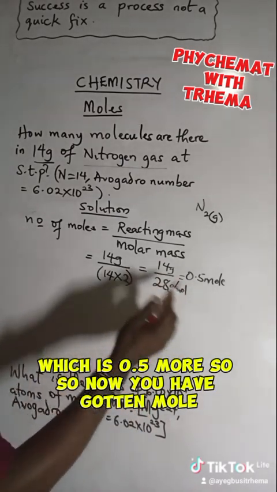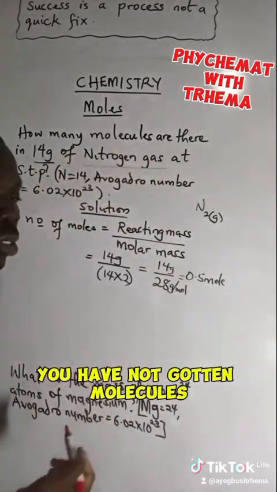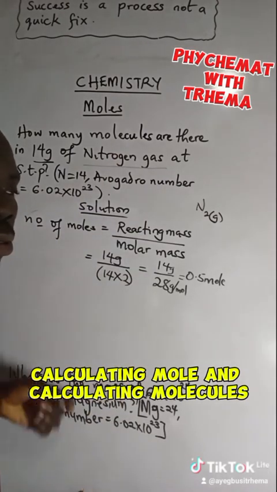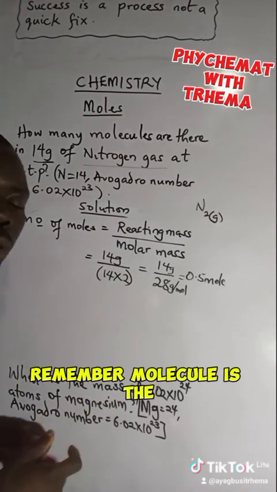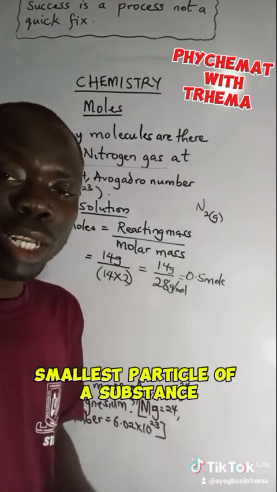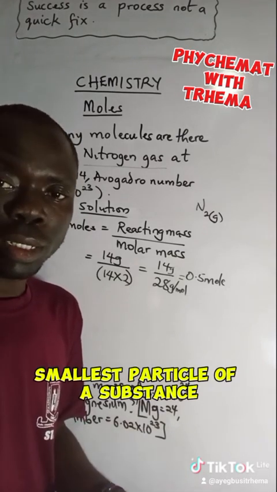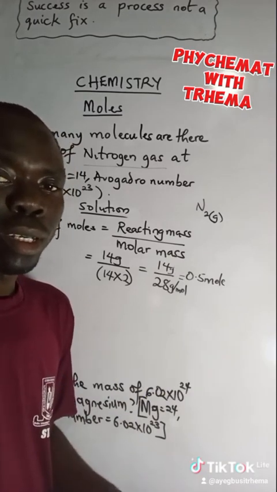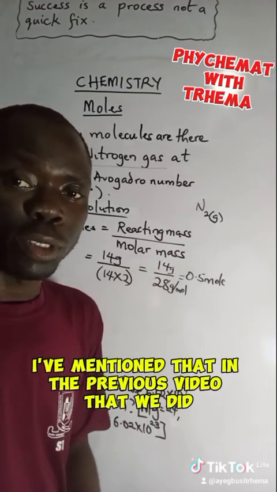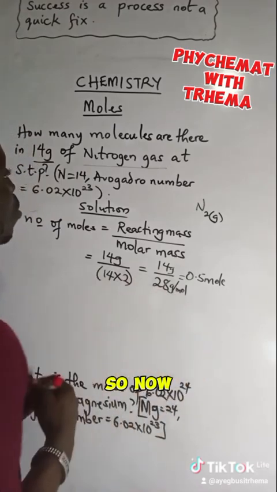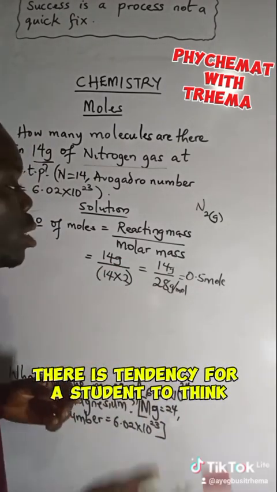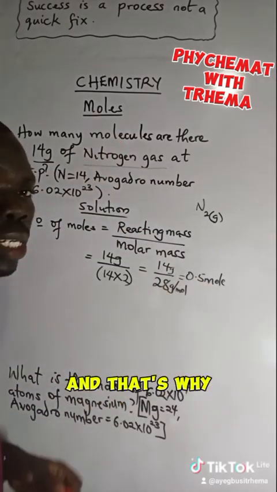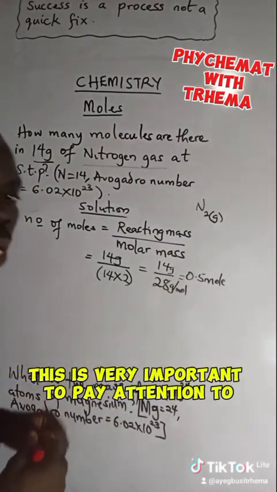So now you are calculating moles, not molecules. There is a difference between calculating moles and calculating molecules. Remember, a molecule is the smallest particle of a substance that can exist alone and still retain the chemical properties of the substance. I mentioned that in the previous video that we did. There is a tendency for a student to think he has calculated molecules when he has calculated moles, and that's why it is very important to pay attention to this.